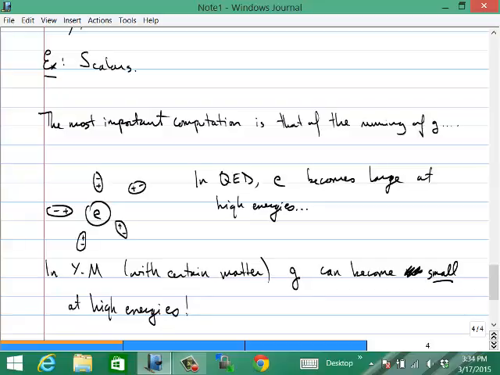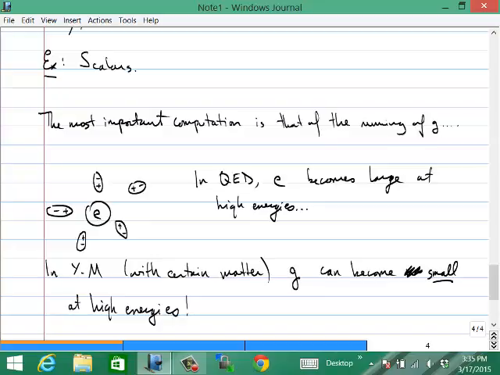Now, whether the gauge coupling becomes small or weak depends on what sort of matter there is in the theory. So, for example, we saw that with electric charge, the virtual electron-positron pairs that appeared in the vacuum essentially screened the electric charge, so that it becomes weaker at large distances.